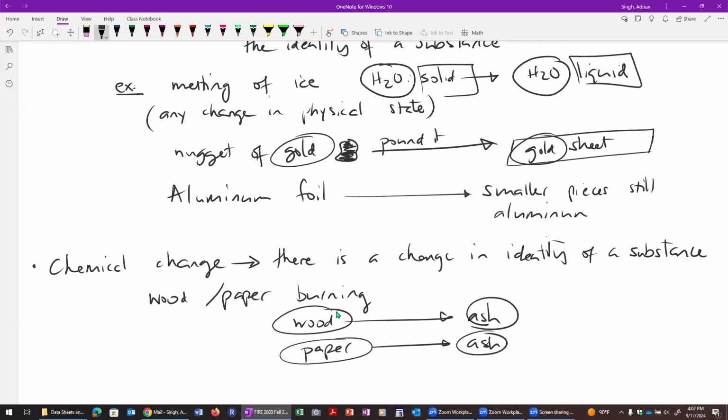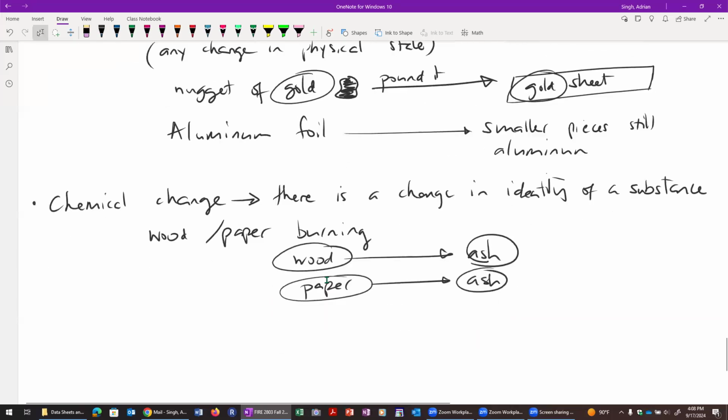What did you change? Well, you drove off a bunch of components. Specifically, you're driving off a bunch of hydrogens and oxygens and whatnot, and you just end up with mostly carbon at the end, which is what that ashy thing is. It's the same idea when you think about burning anything.